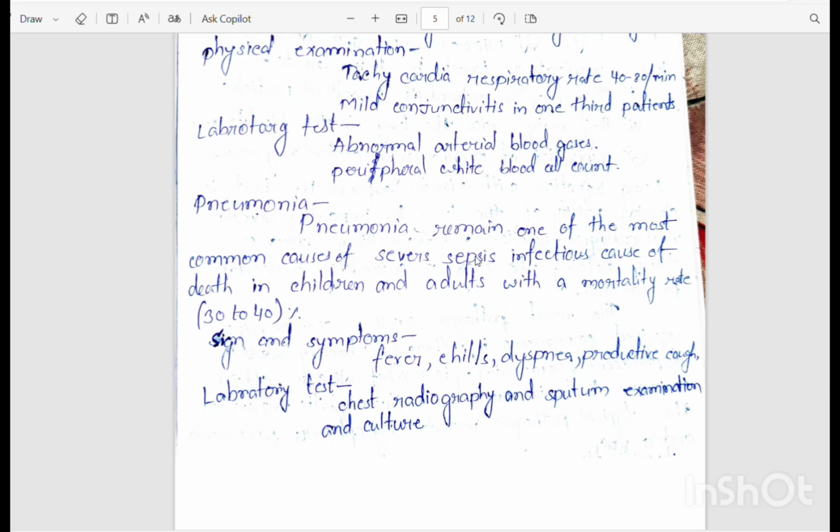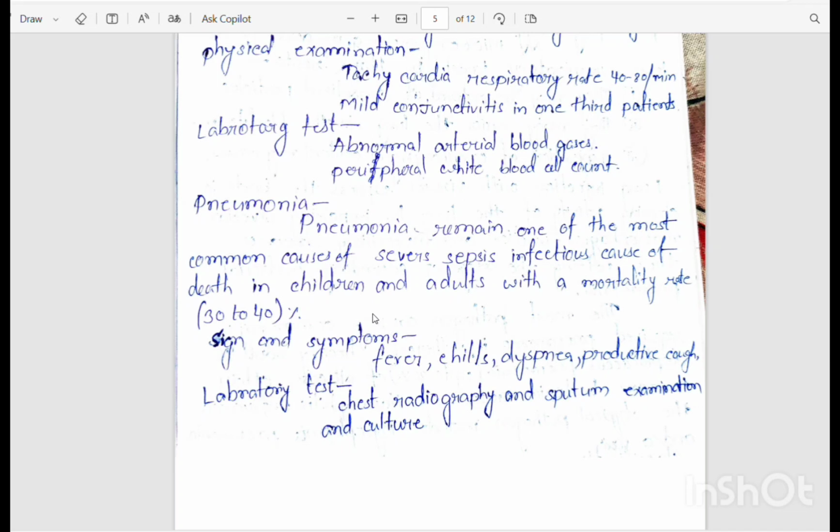Pneumonia remains one of the most common causes of severe septic infection and cause of death in children and adults, with a mortality rate of 30 to 40%. So pneumonia is one of the dangerous respiratory tract infections that can cause death in children and adults. Of total respiratory tract infections, 30 to 40% of infected people die from pneumonia.